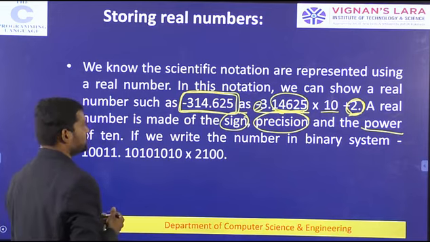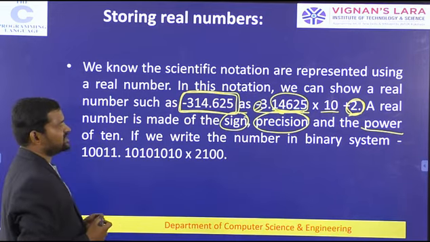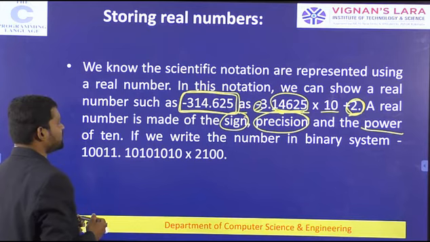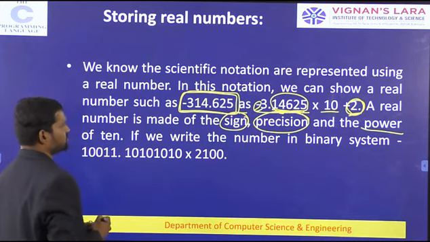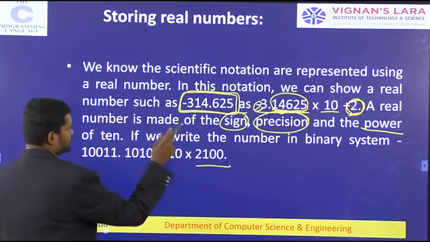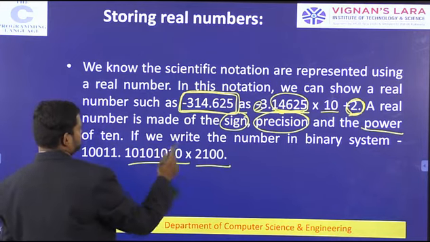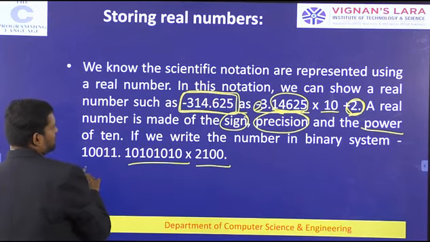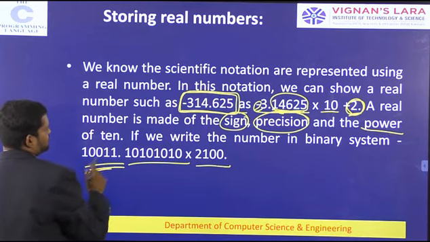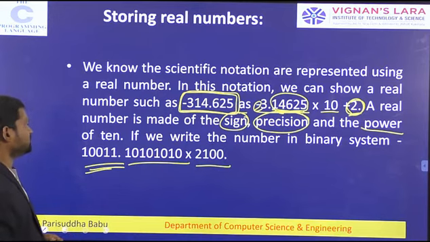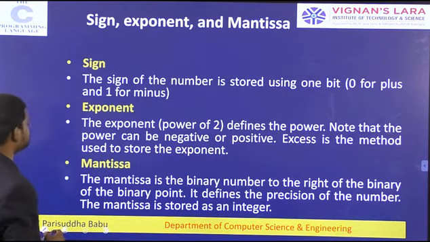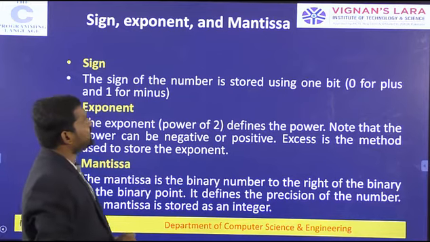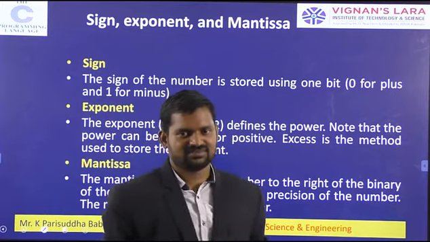If we write the numbers in the binary system, the precision is like this, and the sign is like this. For storing real numbers we have sign, exponent and mantissa.